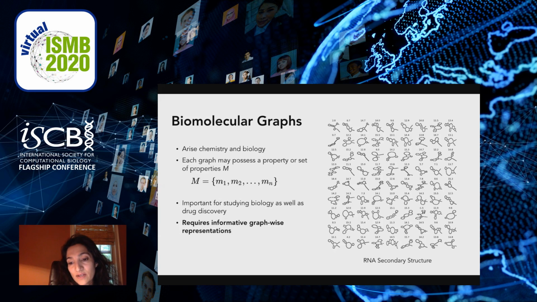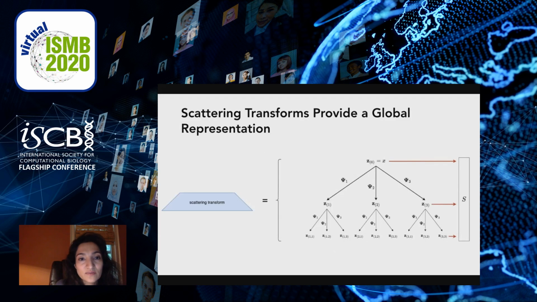On the right here, you see RNA secondary structure, and you see that some of these structures form hairpins and others don't. So what this requires is for us to be able to process a large amount of these graphs, or sometimes trees, and represent them in a graph-wise way. For this, what we use is something called a scattering transform.